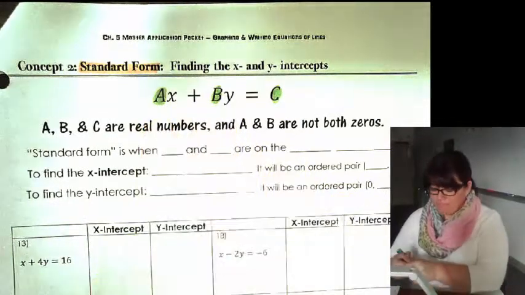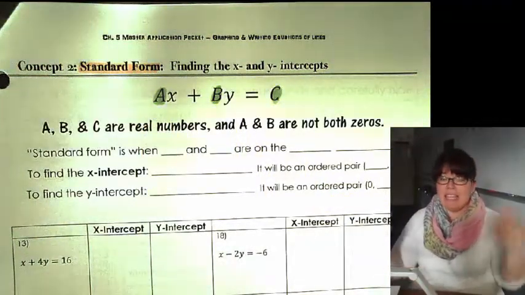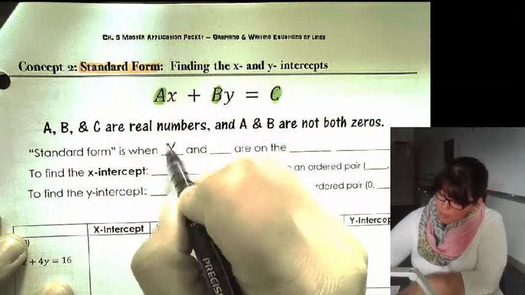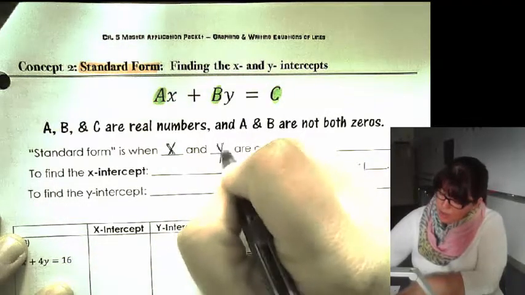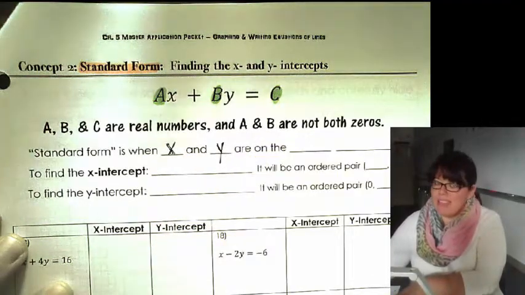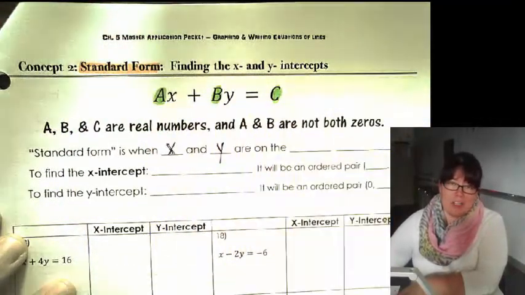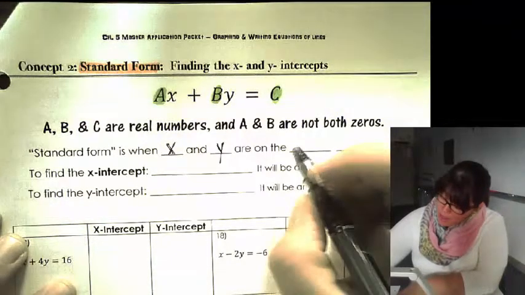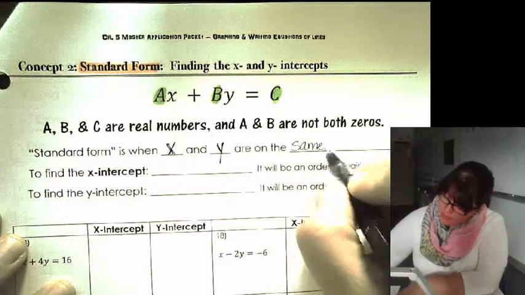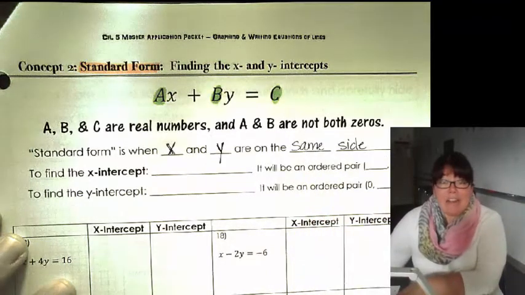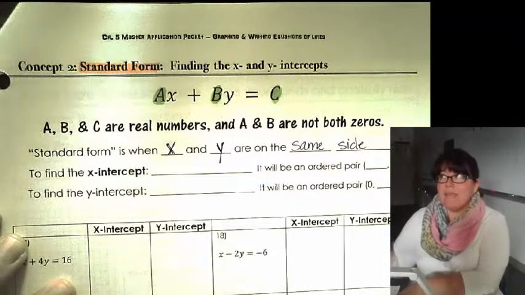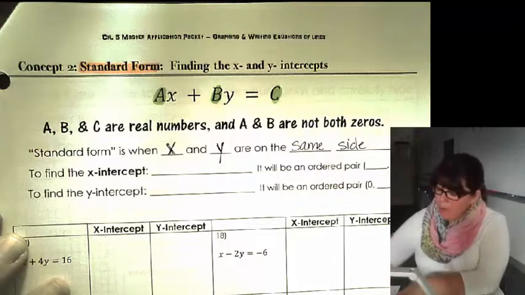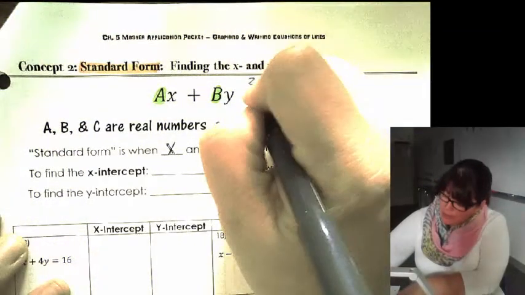But the important thing that I want you to pay attention to is that standard form is when x and y are what? What do you think? Taking a look at standard form, what is so special about x and y in this form? They are on the same side. X and y on the same side. It's kind of like a little rhyme. And what am I talking about when I'm talking about on the same side? Well, I mean on the same side of the equal sign.